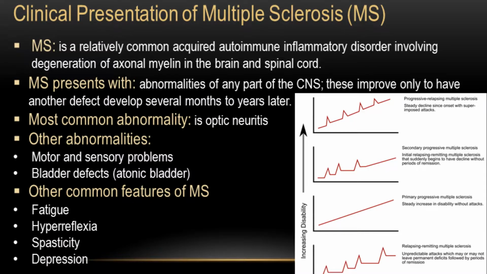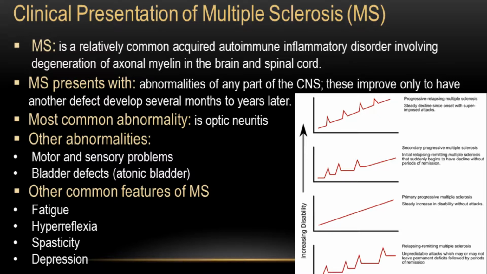MS is a relatively common acquired autoimmune inflammatory disorder involving degeneration of the axonal myelin sheath in the brain and spinal cord. What is the myelin sheath? It's a lipid covering that covers the nerve fibers, and it helps the fast transmission of nerve impulse. If you have degeneration of this myelin sheath, the nerve impulse is going to travel slower than normal. When this happens at scattered points in the brain, you will have a lot of neurologic manifestations.